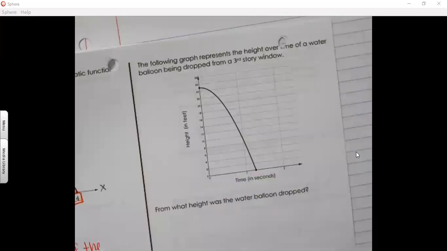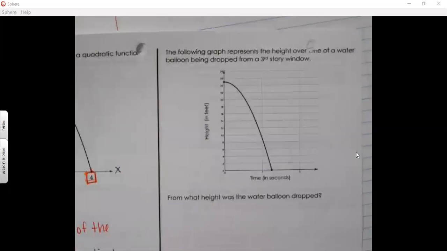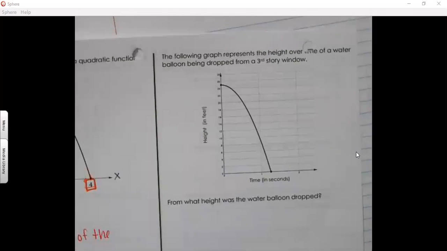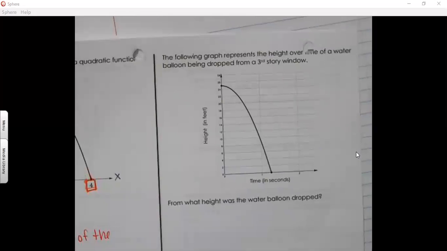The following graph represents the height over time of a water balloon being dropped from a third-story window. So, okay, here's the thing. A lot of kids get confused and they think that the path of the graph is the path of the object, okay? If you stick your hand out a window and you drop a water balloon, is it going to go straight down or is it going to curve out like in this graph? It's going to go straight down, right?